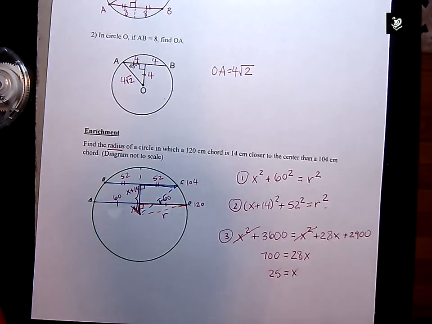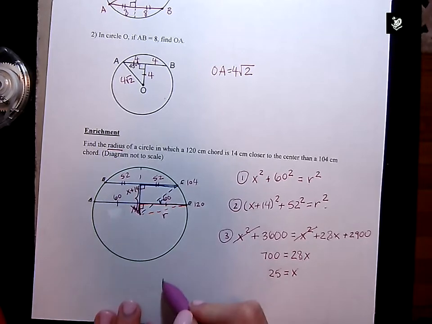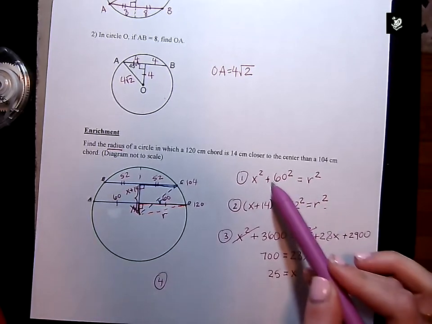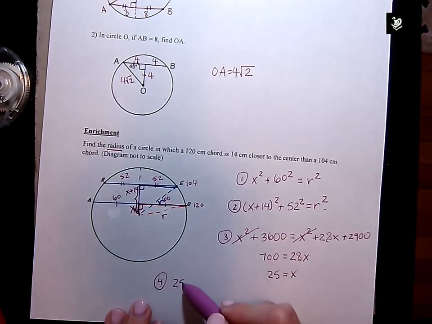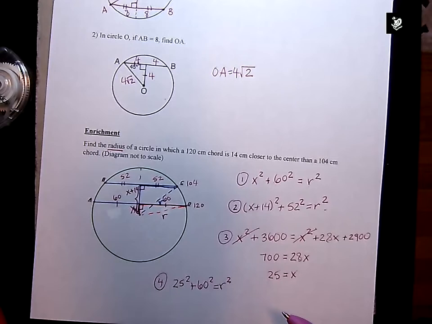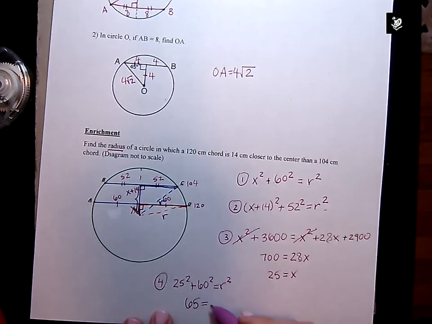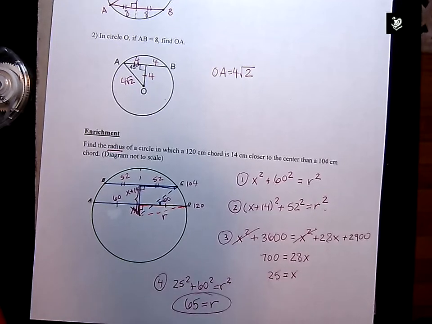Now, remember, I'm not trying to find x. I'm trying to find the radius. So my last step is I'm going to plug it in. I'm going to plug it into the simpler one and do 25 squared plus 60 squared equals r squared. And when you end up solving that out, you end up finding that 65 is the radius.